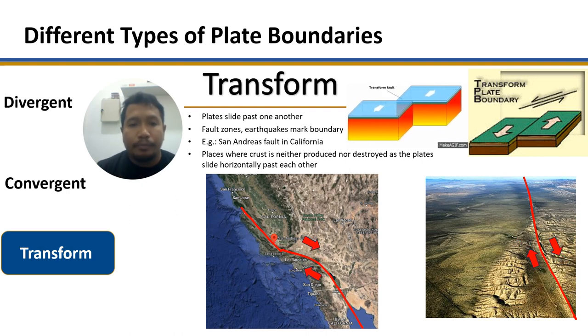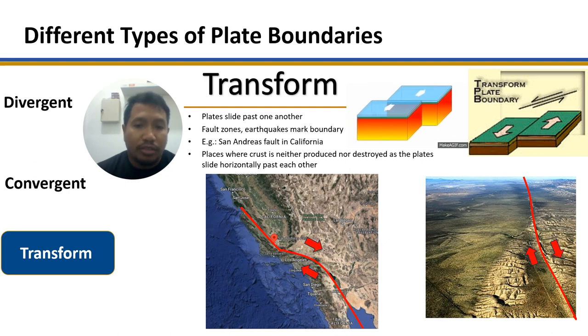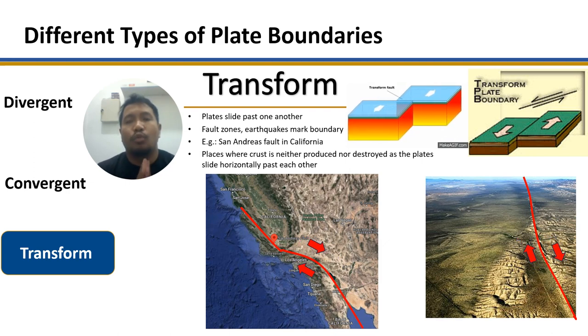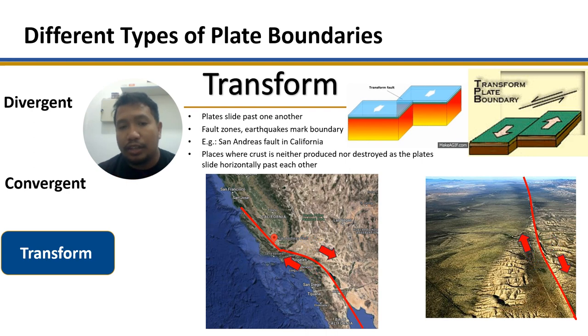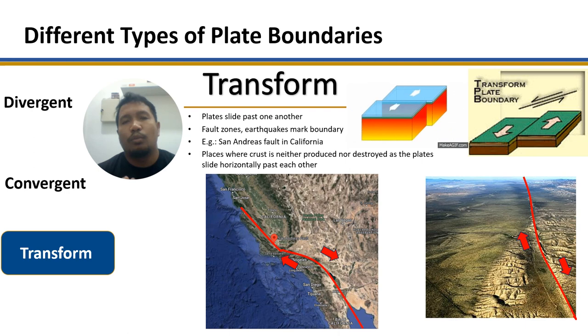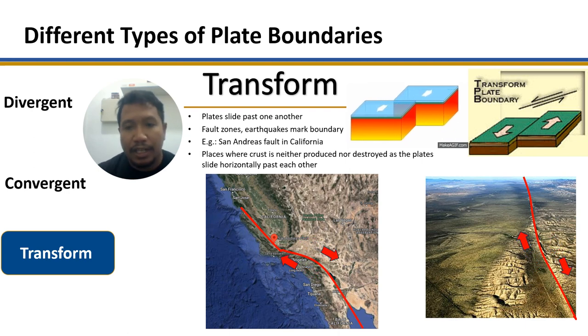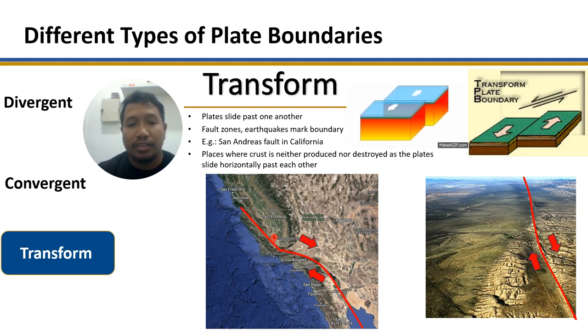So overall, transform plate boundaries are characterized by lateral movement of tectonic plates, fault zones, earthquakes, and they play a crucial role in the earth's tectonic activity by accommodating horizontal plate motion without significantly altering the earth's crust composition.